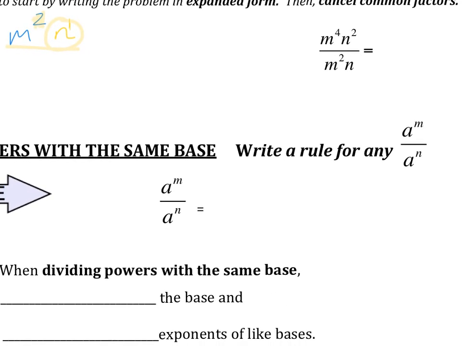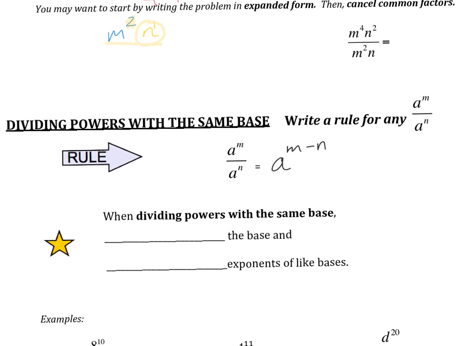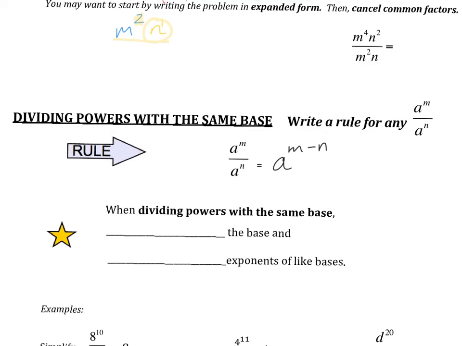A to the m over a to the n, as you've probably seen now through our examples, we keep the base when we divide exponents with the same base, but what do we do with the powers? What did we do with the powers? We subtracted them. So a to the m minus n is your general rule. So in the blanks there we could say keep the base and subtract exponents of like bases.